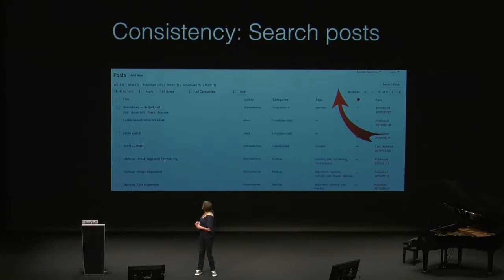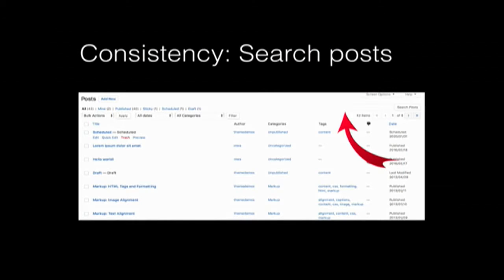Search in the admin. This is a screenshot of the search posts. Do I have a light? No, I don't. Okay, well, you can see it with the arrow. The input field is on the right with the submit button. That's in most table list screens. We're used to that.